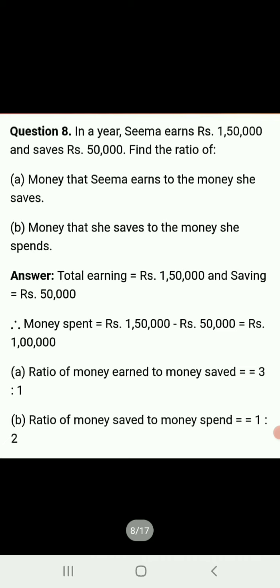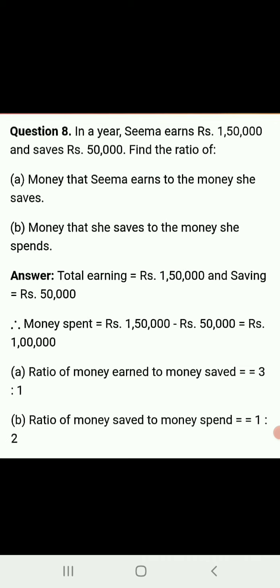Question 8. In a year, Seema earns rupees 1,50,000 and saves 50,000. Okay, Seema is a person who is earning 1,50,000. Among that, 50,000 she is saving. So now we are going to find the ratio of money that Seema earns to the money she saves. So what she is earning to what she is saving. How is it? 1,50,000 is to 50,000. So when you are reducing, you will get 3 by 1. You can write it as 3:1.